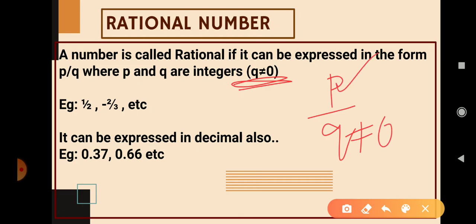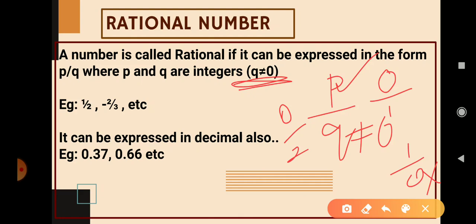You can take p as 0. For example, you can take 0 by 1 or 0 by 2, like this. But you cannot take 1 by 0. This is not possible. So this is the condition for rational numbers. Rational numbers can be expressed in the form of p by q, like fractions. And here p and q are integers.